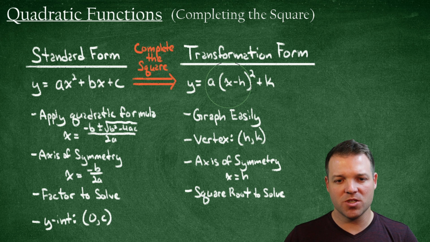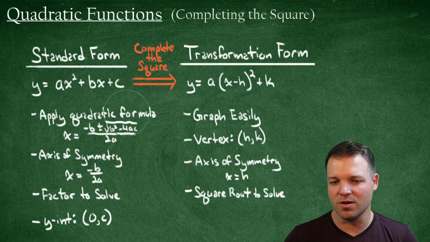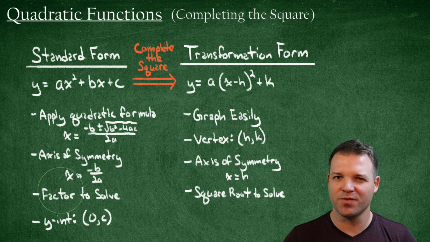So, transformation form has the obvious benefits of a lot of graphing benefits. So very, very easy to graph. And you also really get pretty much all the same stuff out of transformation form as you do out of standard form, but graphing is kind of included. Okay? What we lose with transformation form are really all those factoring techniques.